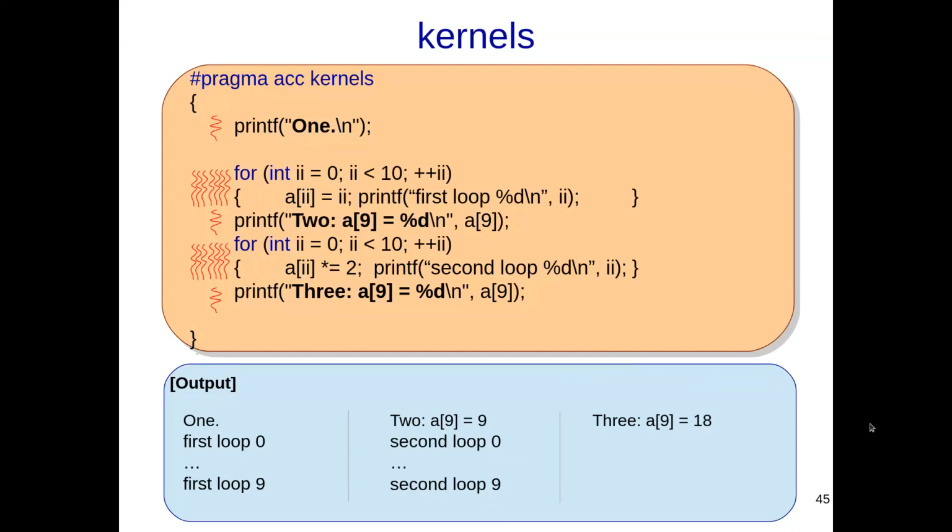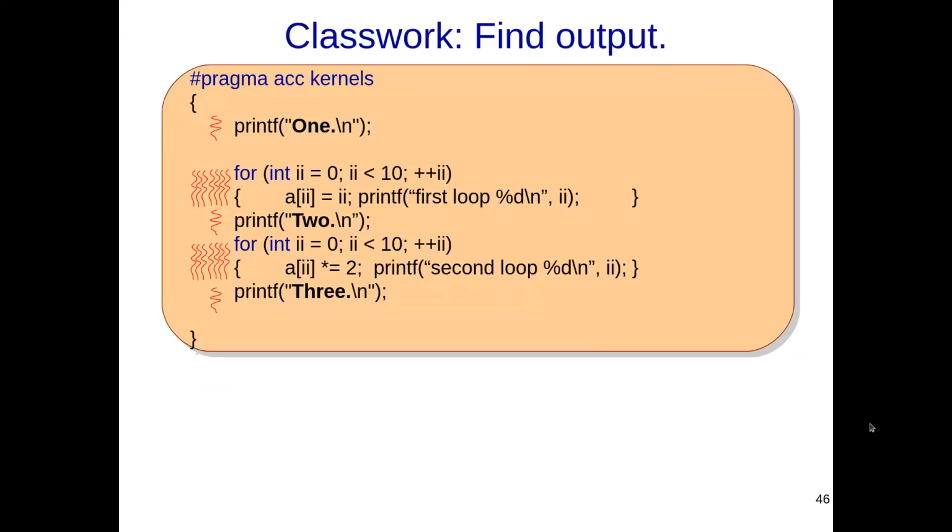All right. So I'm going to now make a small change. Please remember this program where we had 1, then there was printf first loop, then A of 9 equal to something, then printf second loop, and then 3 A of 9 equal to something. Let's remember that, and now I'm just going to make some small change to this code. What I have done is that the printfs inside the for loops remain the same. Printf 1 remains the same. Instead of printf 2 and printing A of 9, I'm just saying printf 2. And instead of printing 3 A of 9, I'm just printing 3.